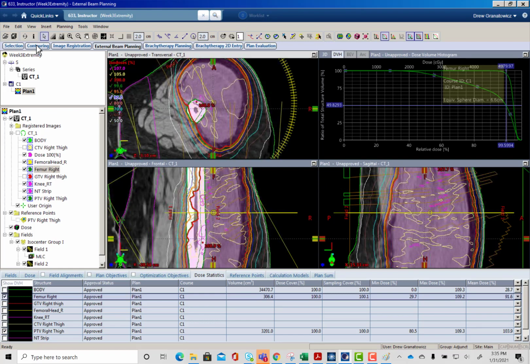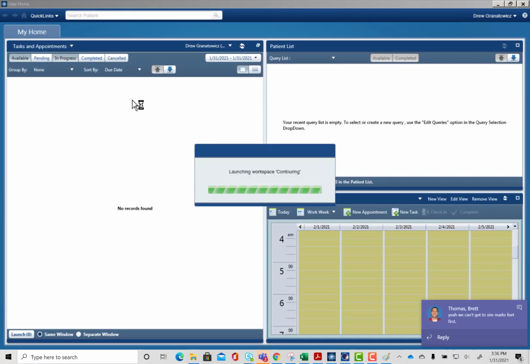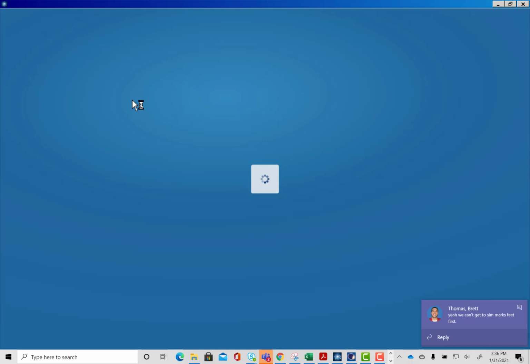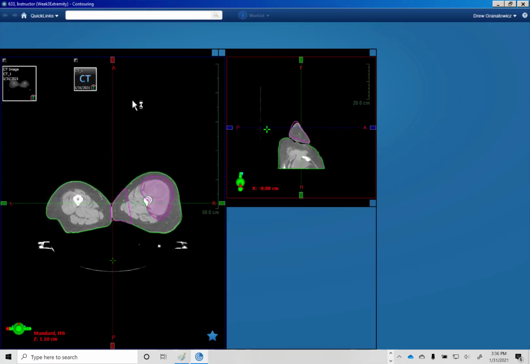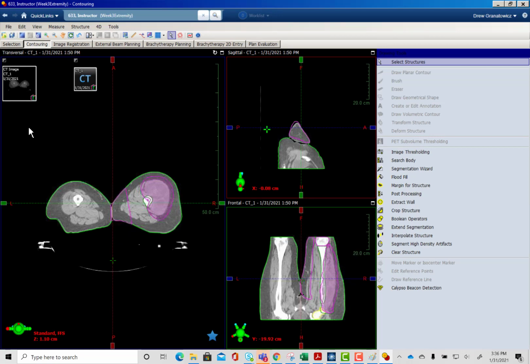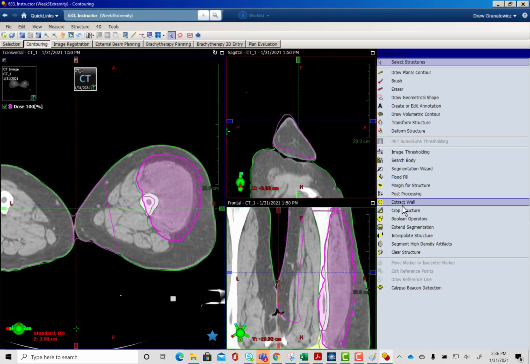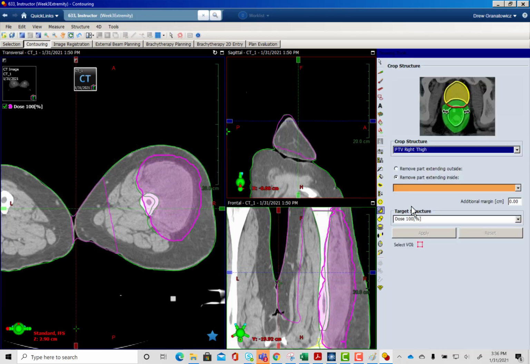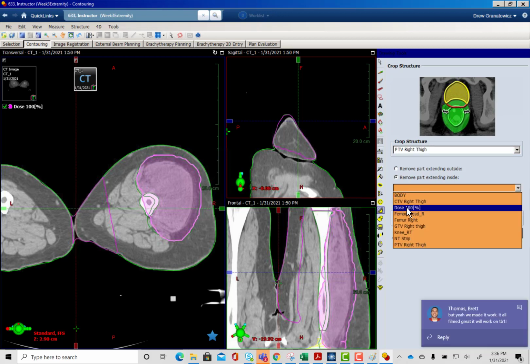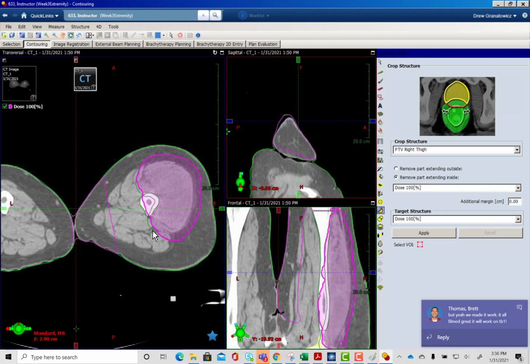Okay, so let's go to contouring. And I'm going to do two things. So I'm going to use this 100% contour right here in order to get all of our cold spots. So if I come here to crop structure, I want to crop my PTV. I want to remove parts extending inside of this 100% line, which should leave behind all of the parts that are outside of the 100% line, aka the cold parts of our PTV. So I'm going to click apply, and you can see now that contour is all the cold areas of our PTV. So we're going to use that in our optimizer.